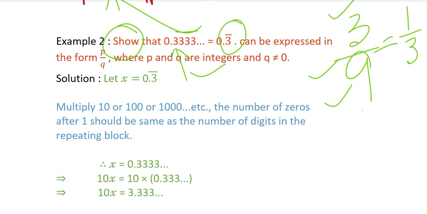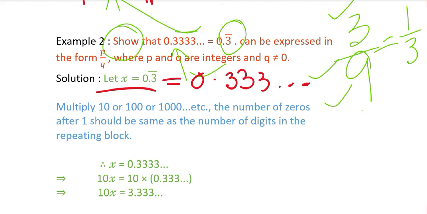Now as you can see, we have written x is equal to 0.3 bar. We have just taken 0.3 bar as x. You can also take it as 0.3333 and so on. How many 3's are there? There are infinite 3's, right? So now the second step is we need to multiply by a power of 10.